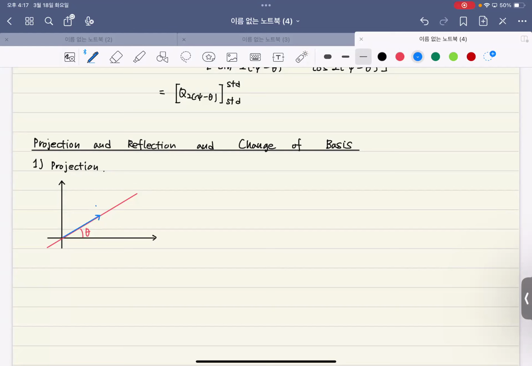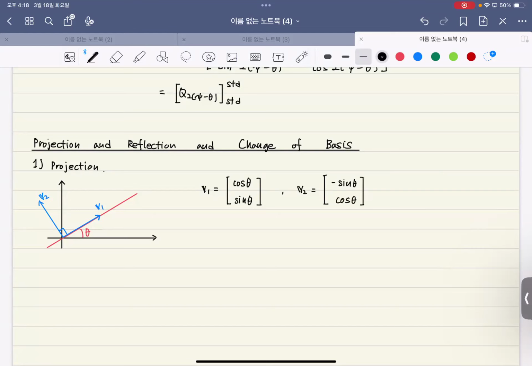I'm going to say this is my basis vector V1, and this is basis vector V2. For simplicity, I would say these two are unit vectors. Then what is V1? V1 is maybe cosine theta and sine theta. And V2 is obtained by taking the rotation of V1 by 90 degrees, so minus sine and cosine.